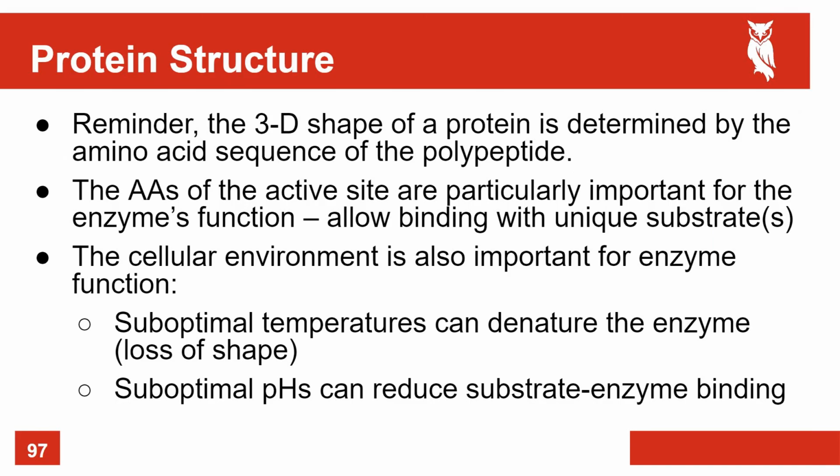Cellular binding is also important for function. Suboptimal temperatures can denature the enzyme. Denature is just a fancy way of saying breaking down or losing shape. If an enzyme loses shape, we talked about structure drives function. Does it still work? Either not as well or not at all, depending on how odd that shape is. Also, pH can affect that shape too and denature it as well.